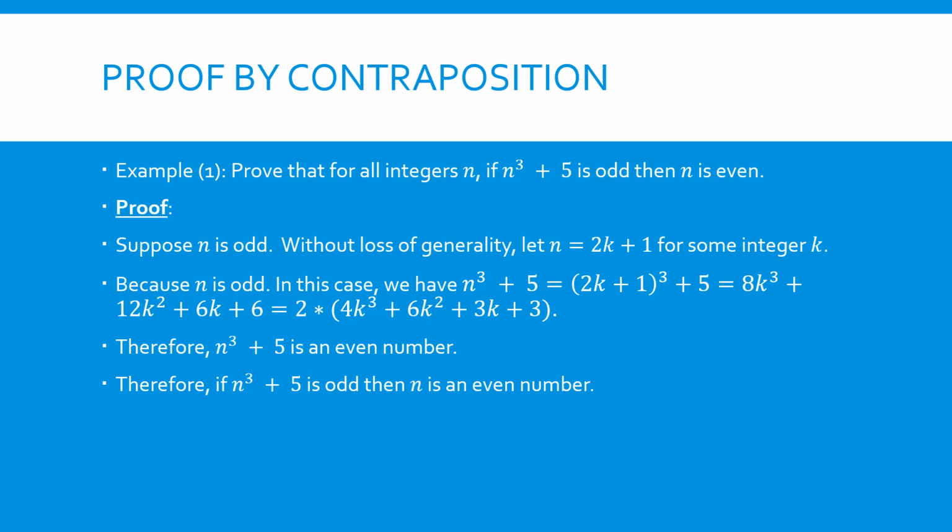Since n is odd, we let n equals 2k plus 1 for some integer k. Then, we can plug n equals 2k plus 1 into n cubed plus 5, and get that it equals 2 times (4k cubed plus 6k squared plus 3k plus 3), which is an even number. In this case, we can conclude that not Q implies not P, and the original statement P implies Q must be true. Therefore, for all integers n, if n cubed plus 5 is odd, then n is even.